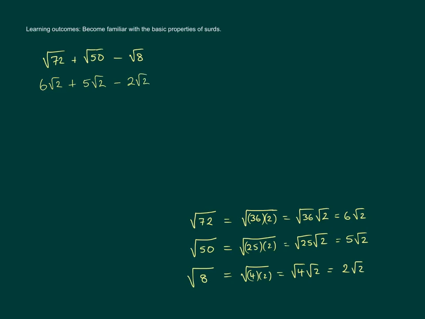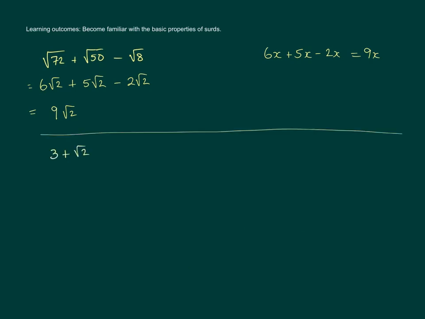So similar to algebra, if you had 6x plus 5x minus 2x, that would be the same as 9x. In this case, the only difference is instead of x, you've got root 2. So what that gives you is 9 root 2. So that's an example of how you add and subtract surds.